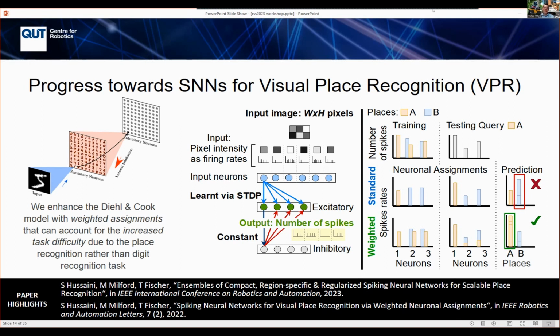So this is looking at an image and trying to match that image to images in a map or database. You can see the structure of the network on the right: an image, which is represented by this grayscale image at the top of the middle column, is turned into firing rates in the input neurons of this network, which is then fed through a network. And the main learning mechanism in this network is spike timing dependent plasticity.